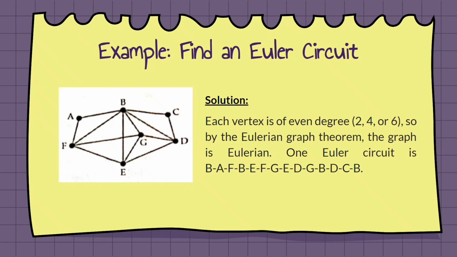So by trial and error method, one Euler circuit is B to A to F, to B again, to E, F, to G, to E, D, to G, to B, to D, to C, and to B. Okay, we started with B and we ended at B also. And take note that we used all the edges once, and that is an Euler circuit.